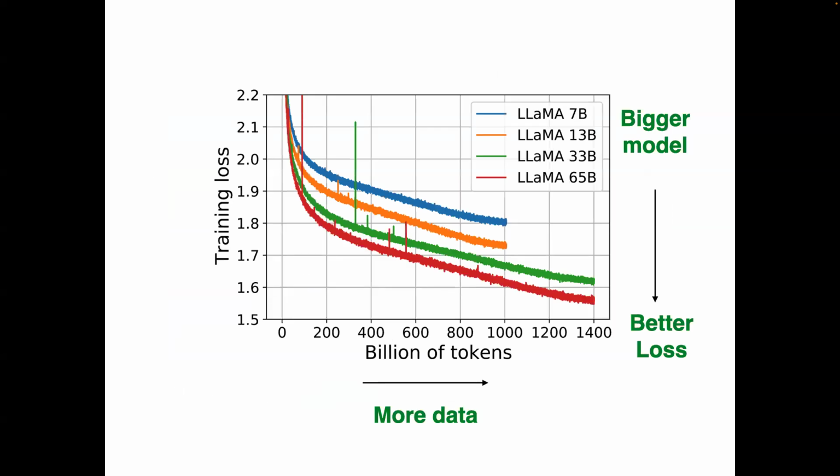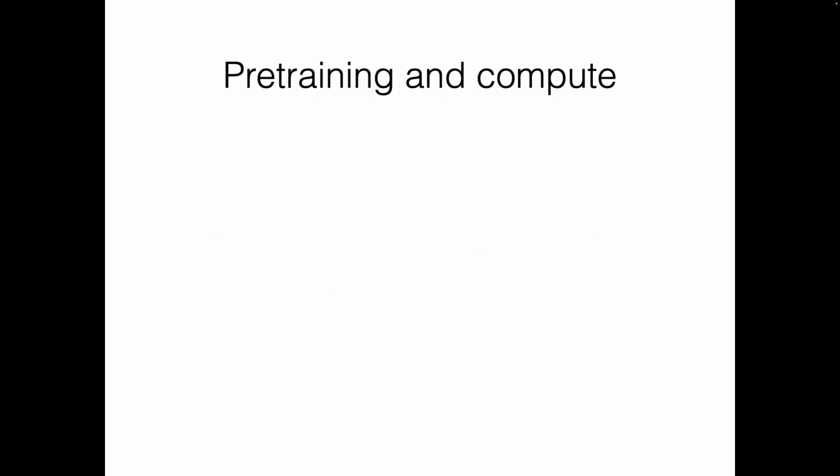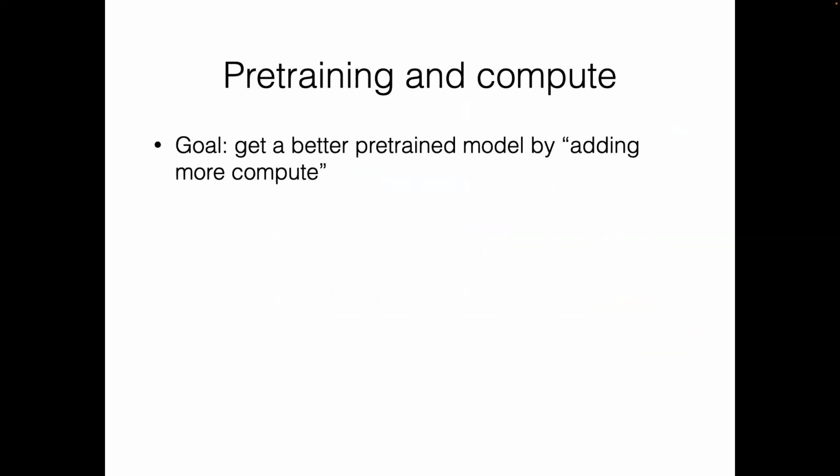So as we saw, here's the same plot where we're increasing the amount of data or making the model size bigger and getting a better loss. So next I'm going to introduce a framework for thinking about these different things. One way you could think about this is in terms of compute, the amount of compute that is being used to train a model.